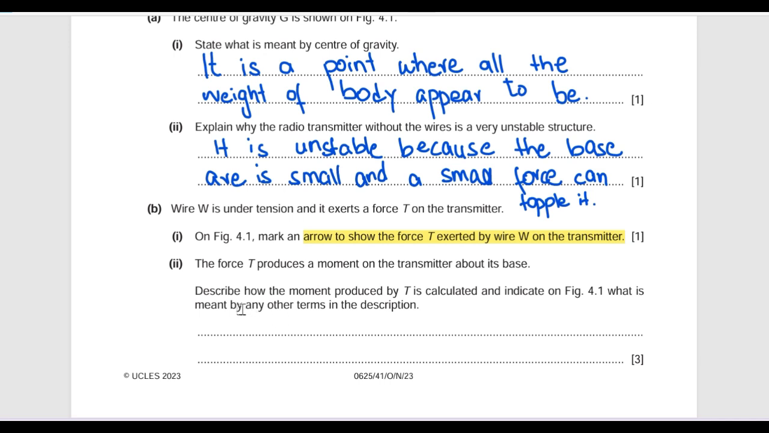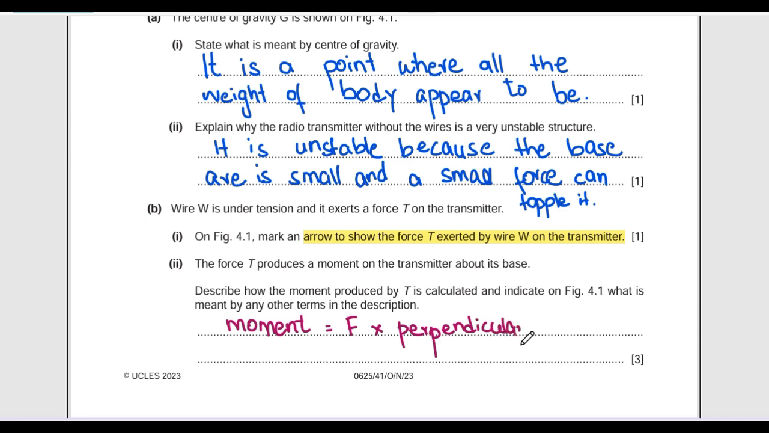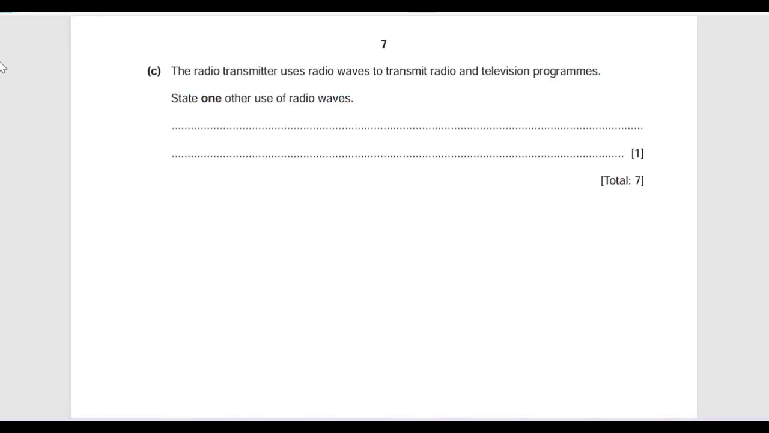Describe how the moment produced by T is calculated and indicate on figure 4.1 what is meant by any other terms in the description. So moment is calculated by the formula: the torque or moment is equal to force multiplied by the perpendicular distance of the force from the pivot.